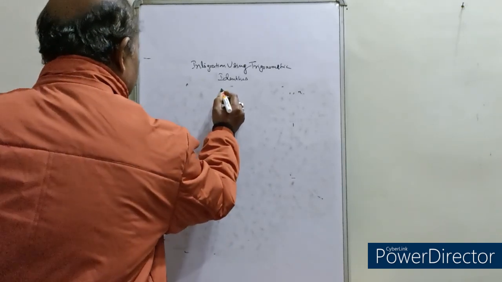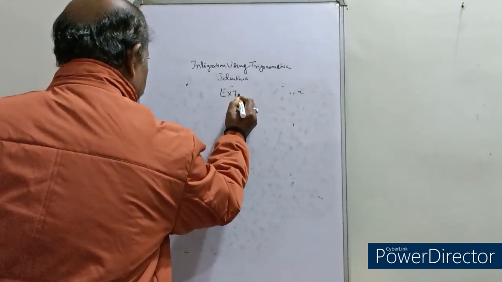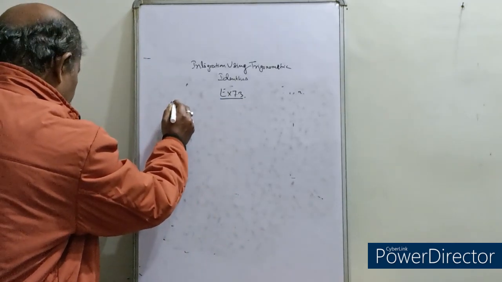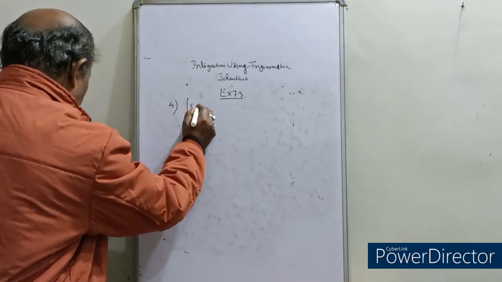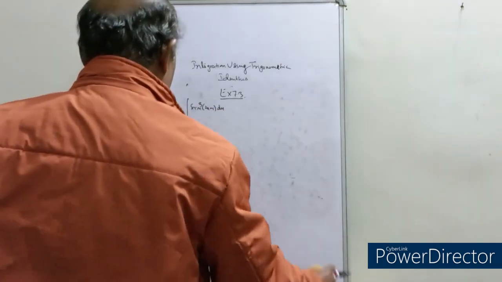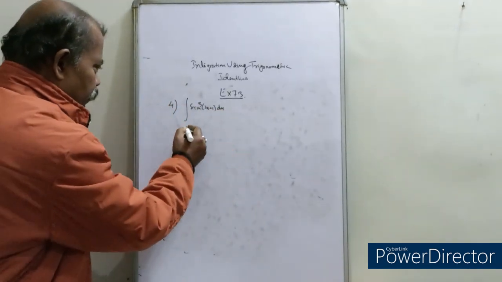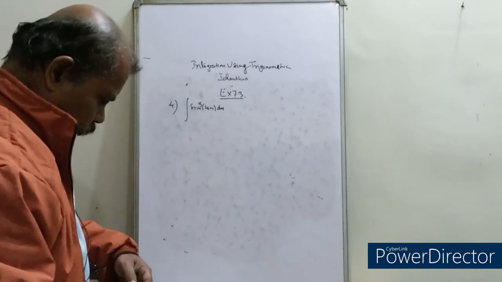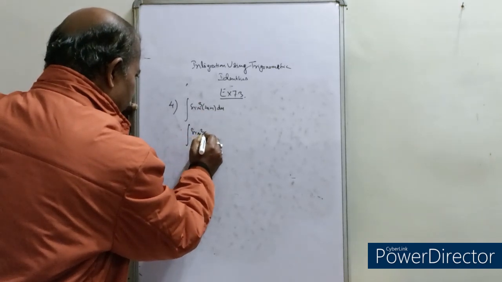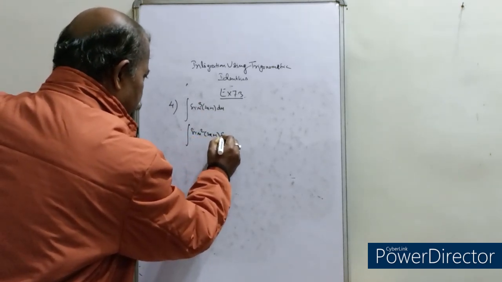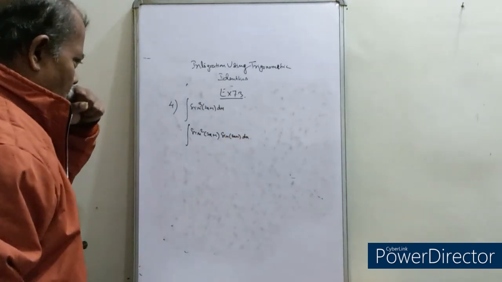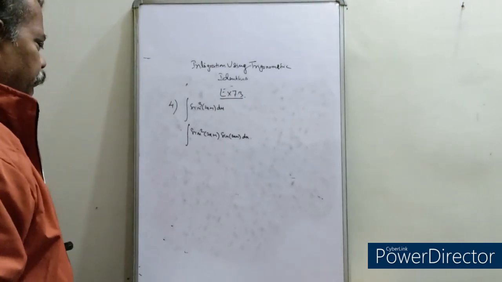Now again, this is exercise 7.3, your question number 4. This is the integration of sin cube (2x + 1) dx. One method I am showing to you. Let me write it like this: sin square (2x + 1) sin (2x + 1) dx. You can write it like this.